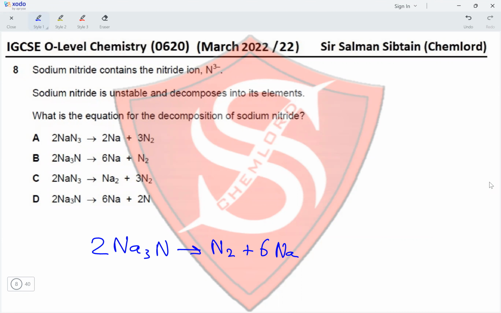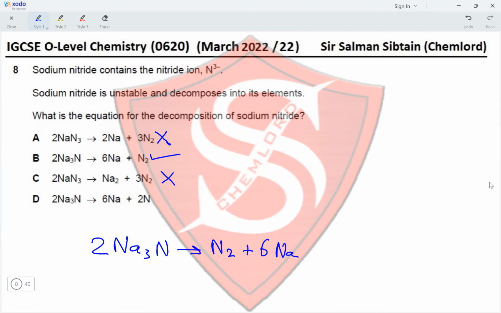So let's match this with the given options. In option A, we've got 2Na3N gives 2Na and 3N2. No, incorrect. The molar balancing is incorrect. 2Na3N gives 6Na and N2. This is matching what we just made. 2Na3N gives 6Na2. No, sodium is not a diatomic element.